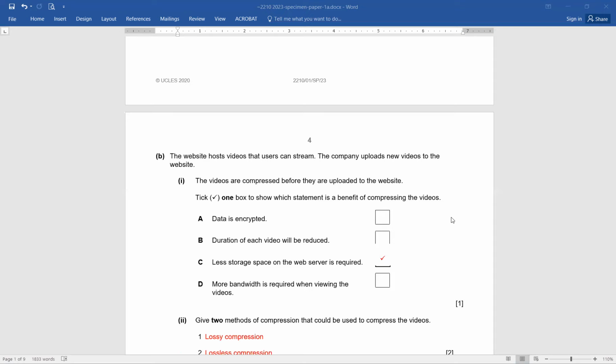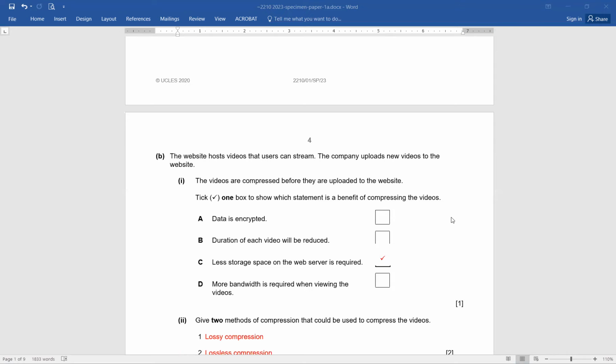Tick one box to show which statement is a benefit of compressing the videos. Data is encrypted. Duration of each video will be reduced. Less storage space on the web server is required. More bandwidth is required when viewing the videos. Now, which is the right answer? Part C? Yes, correct. Part C is the right answer.